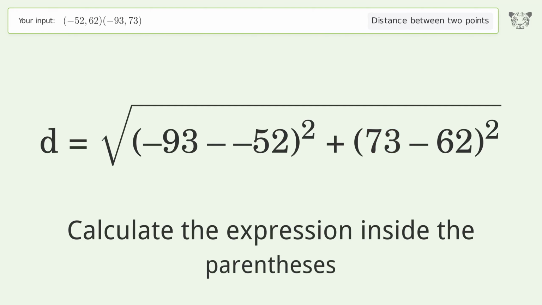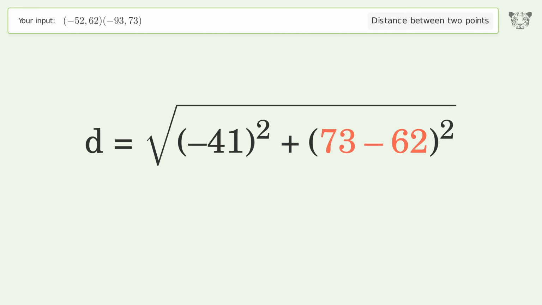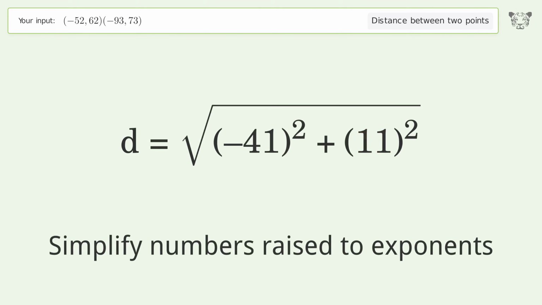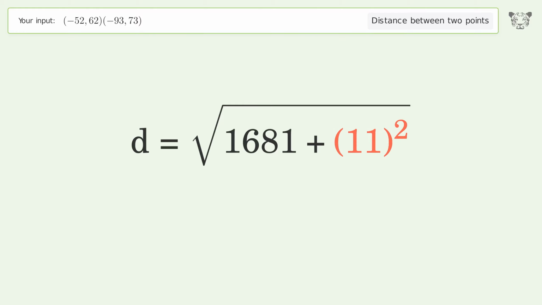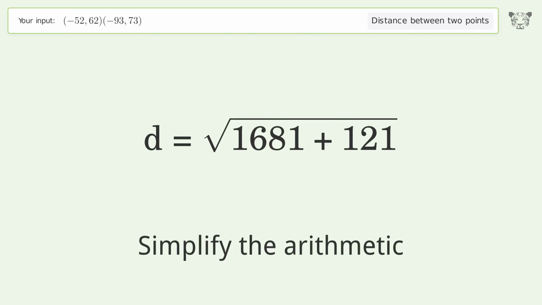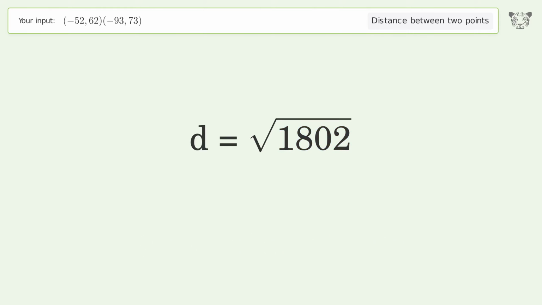Calculate the expression inside the parentheses. Simplify numbers raised to exponents. Simplify the arithmetic. And so the distance between the 2 points is the square root of 1802, or 42.45.